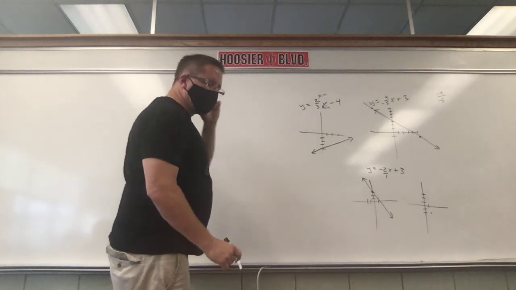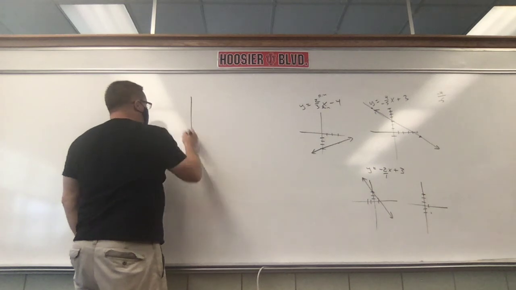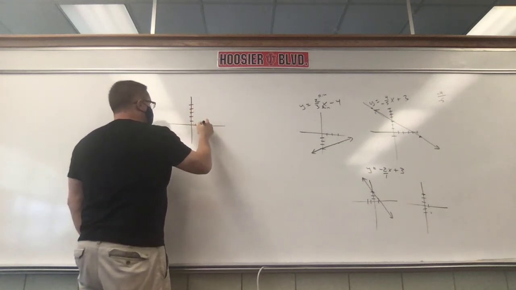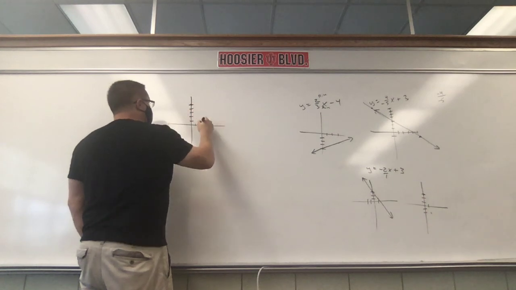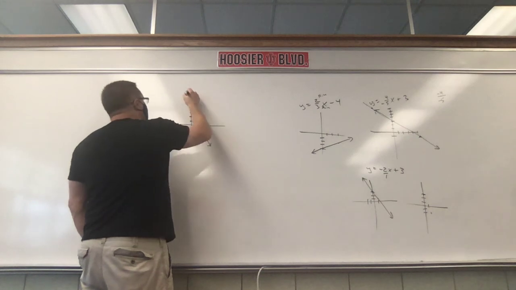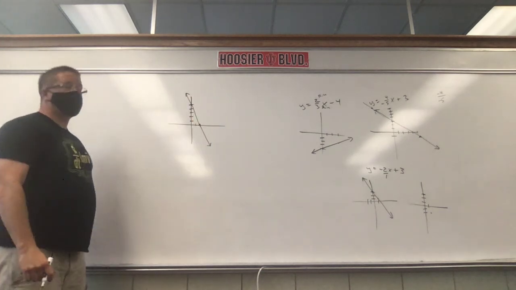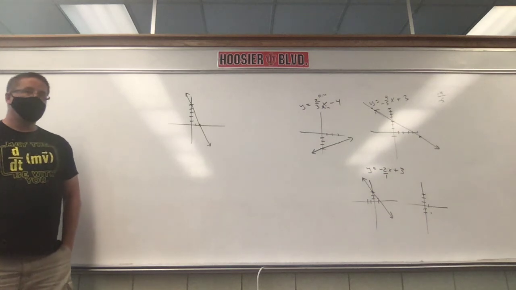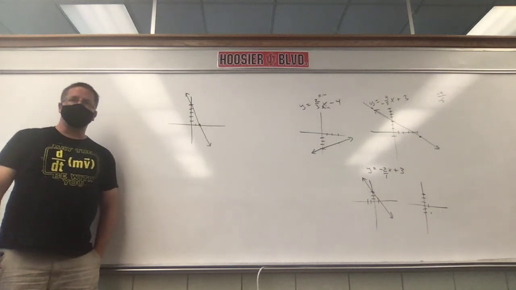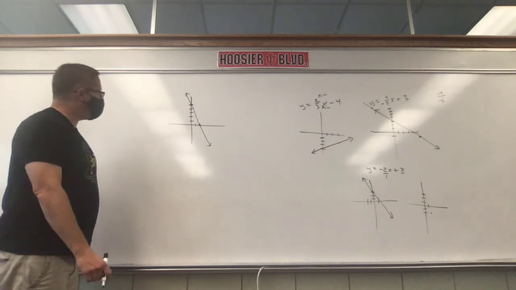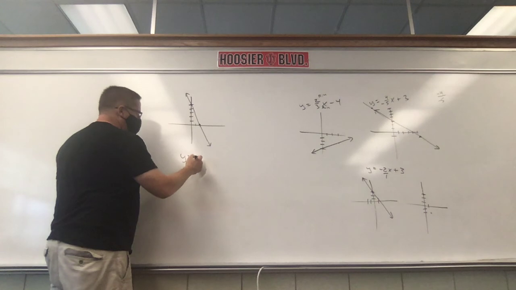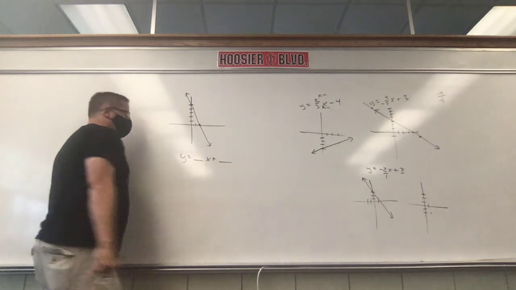Now, some of what you're going to see in the assignment is something like this. If I gave you a line like this, they're going to ask you to give me an equation of this line. They're going to give me a picture of a line, and they're going to say, give me the equation of this line right here. Well, in order to graph this thing, it's going to be y equals something x plus something.